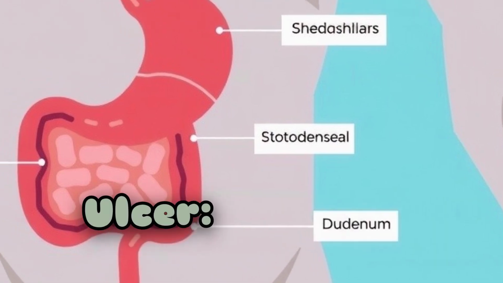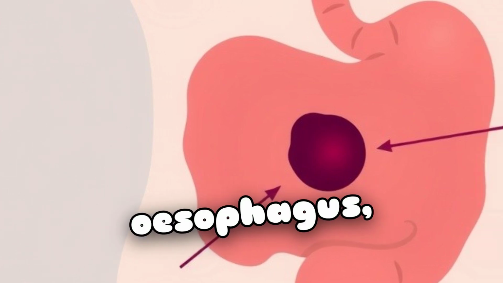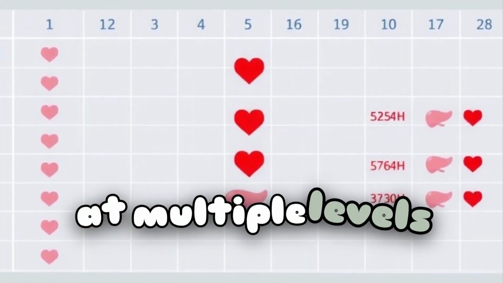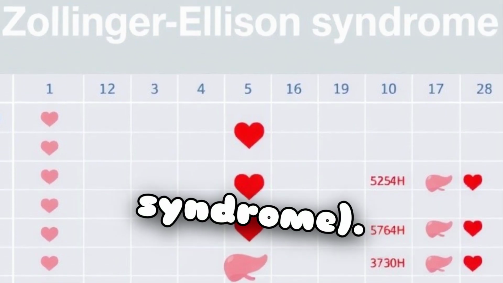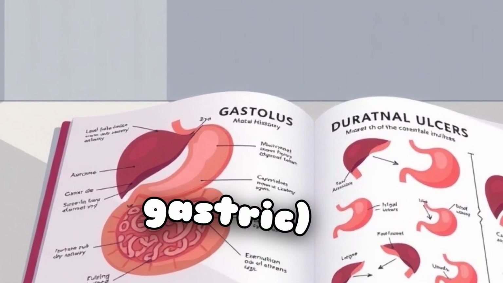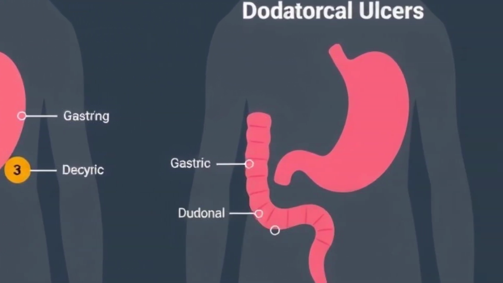Location of peptic ulcer. Ulcer may be found in the esophagus, stomach, duodenum, and jejunum at multiple levels, Zollinger-Ellison syndrome. Peptic ulcers occur in the stomach, gastric, or the duodenum, duodenal, or in both.